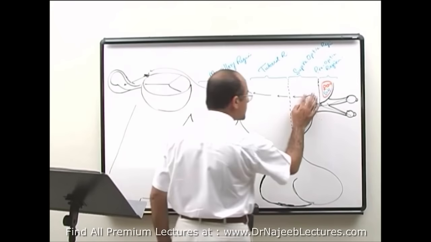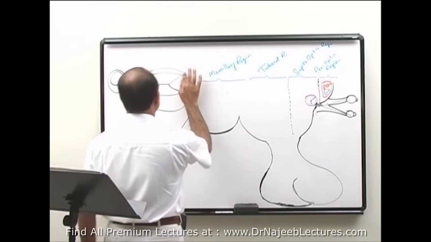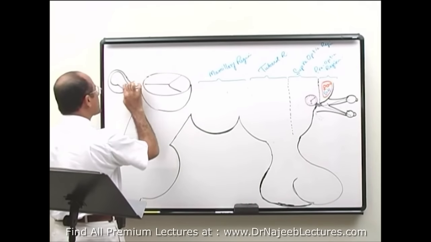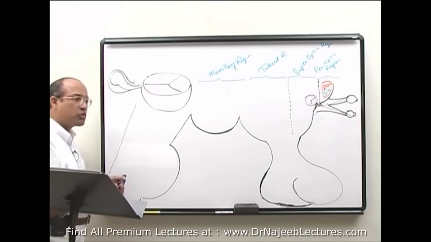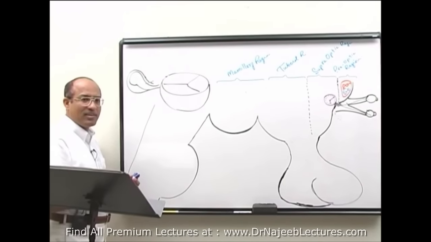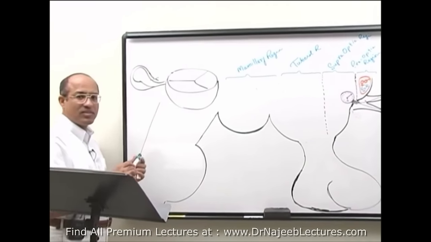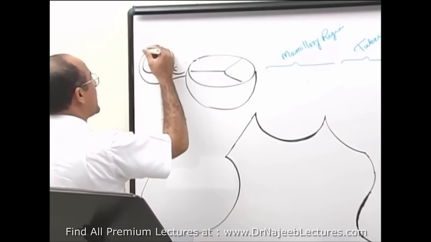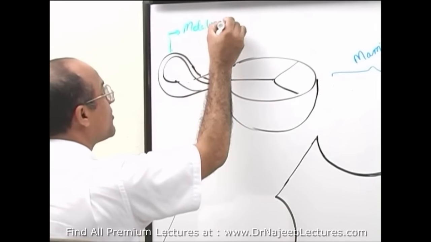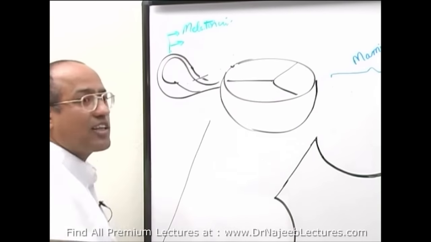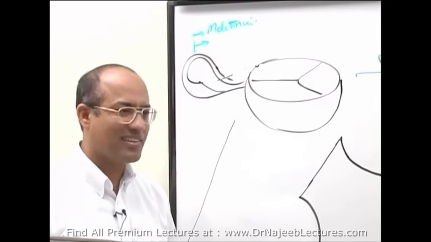Is that right? Any question up to this? No. Right. One question: normally, what are the substances which are produced by the pineal body? What are the substances which are secreted by the pineal body? You must know that. Melatonin. This is called the hormone of darkness, because melatonin is produced when you are sleeping.